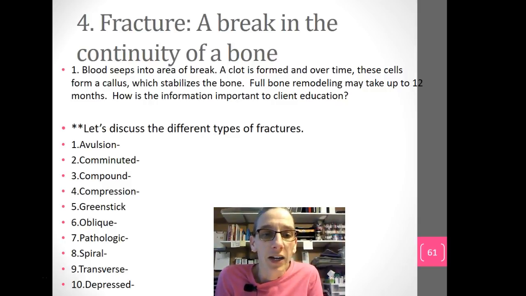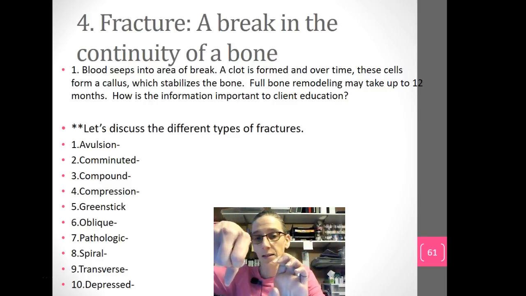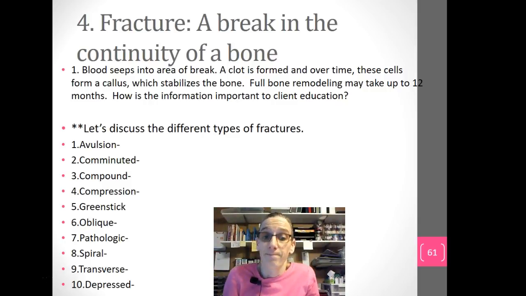Oblique fractures occur at an angle across the bone. Pathologic fractures are from a diseased bone. So this would be things like decreased bone density, osteoporosis, things like that. Spiral fracture is a twisting around the shaft. The fracture actually is from twisting that fractures the bone.